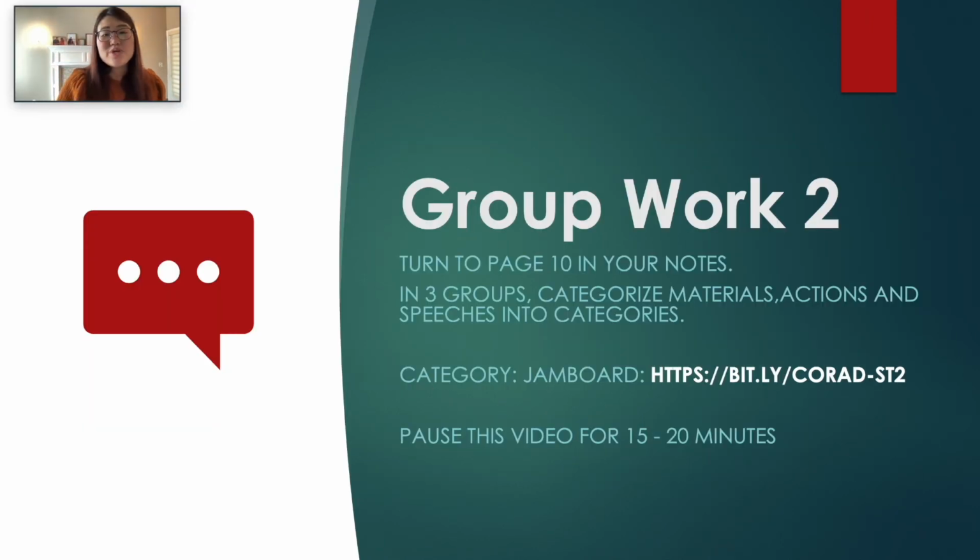Now, group work 2. Turn to page 10 in your notes. And there in your notes, I've separated into materials, children actions, and children's speeches. Okay, and what I want you to do is to go to Jamboard again. And with this, separate yourself into 3 groups. One for materials, one for actions, and one for speeches. And organize this into the categories. With this practice, you'll be able to understand which category belongs to which KDIs or which COR. Then when you want to do scoring, it's going to help you much more.